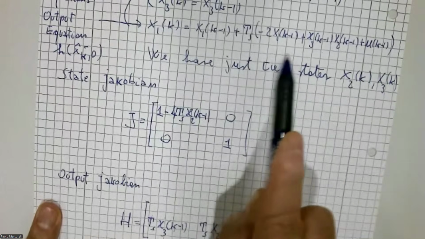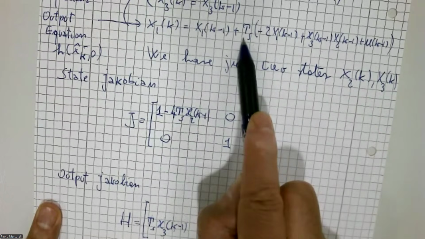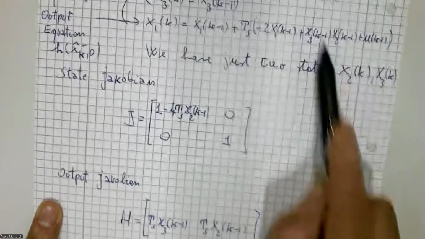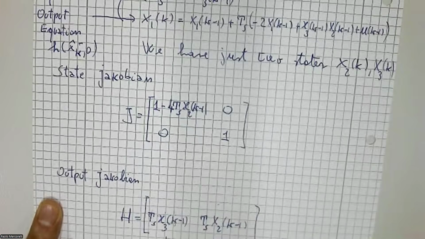This equation here, with respect to x3, I have to consider again this. Now the derivative is t2 multiply x2 of k minus 1, because the derivative, you remember, this will cancel. Again, as before, no surprise, u is not present because the nonlinearities don't involve u.